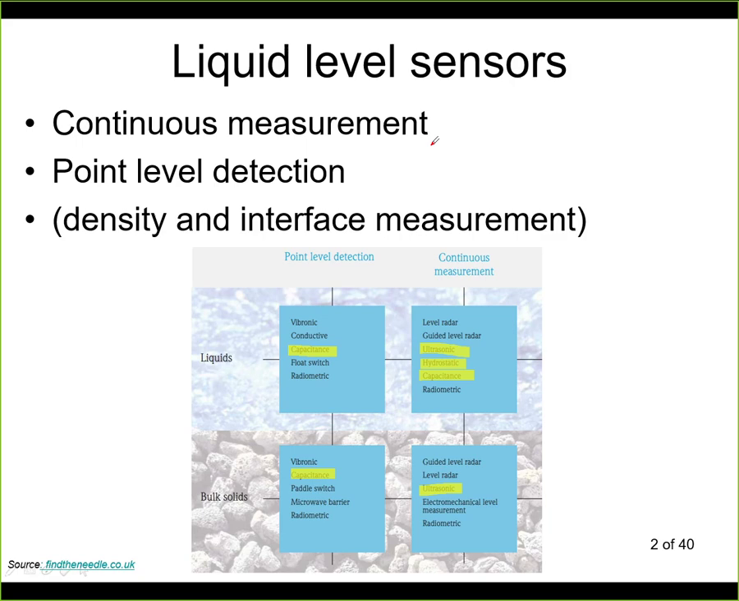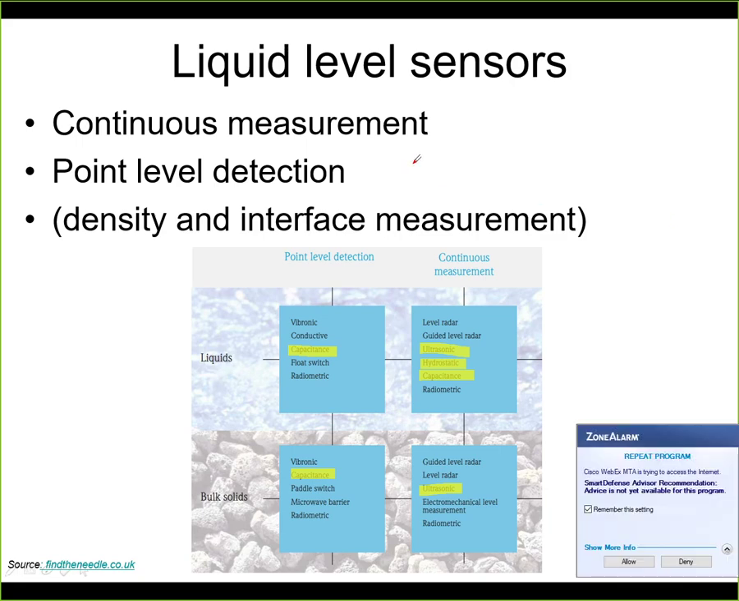The second group will be called point level detection, and this group of sensors is able to give us only the signal if the liquid level is above or below some certain limit. So if you compare those two principles, the output signal from the point level sensor will be a logic 1 or logic 0, yes or no, the signal is there, the signal is not there, and we will not get the continuous info about the distance.